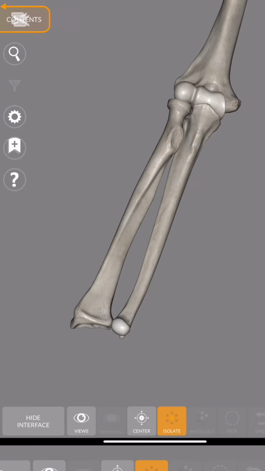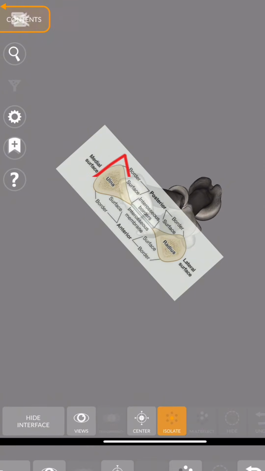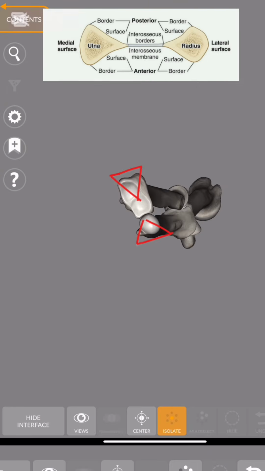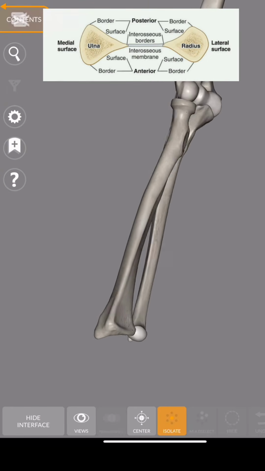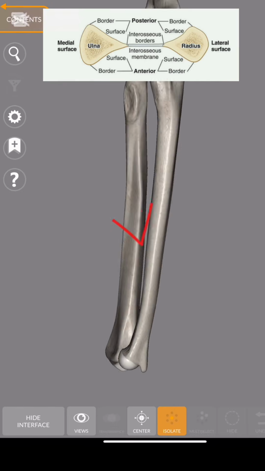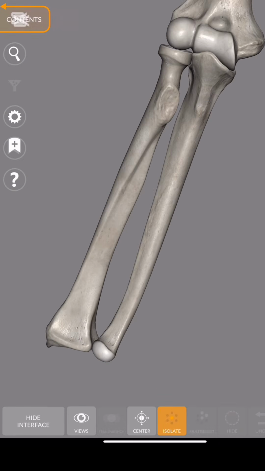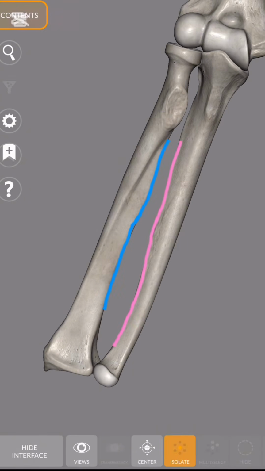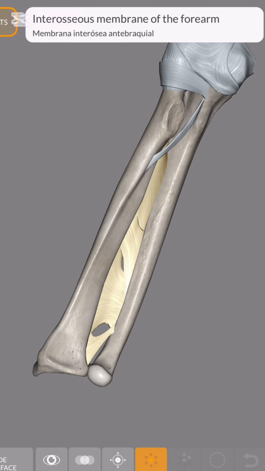Most of the length of the shafts of the radius and ulna is essentially triangular in cross-section, with a rounded, superficially directed base and an acute, deeply directed apex. The apex is formed by a section of the sharp interosseous border of the radius or ulna that connects to the thin, fibrous interosseous membrane of the forearm.